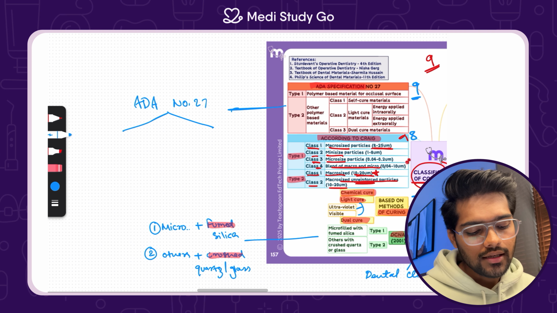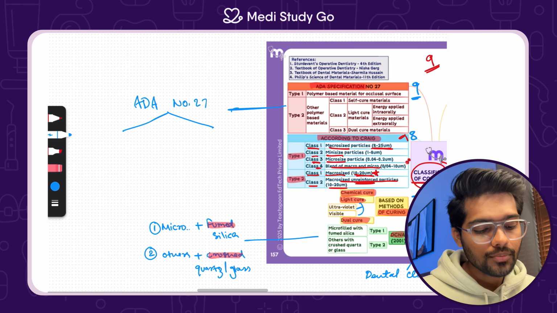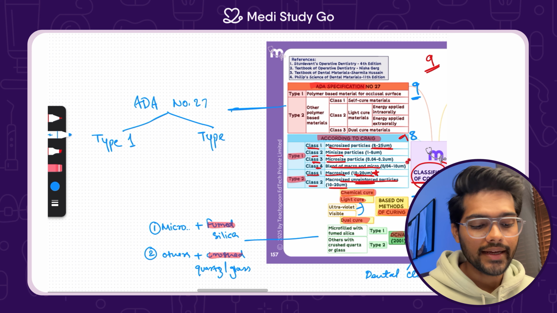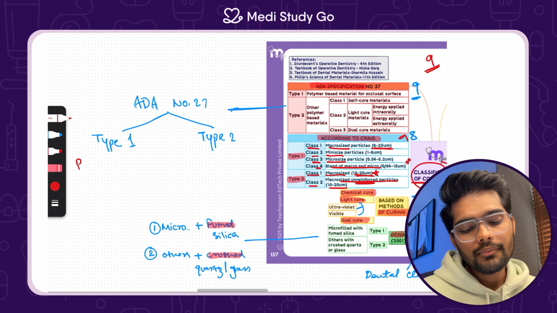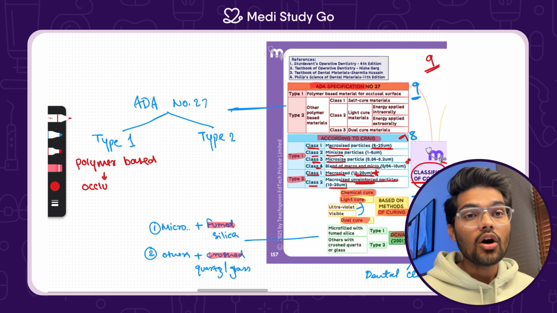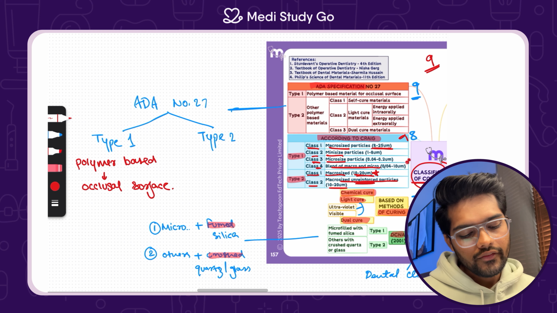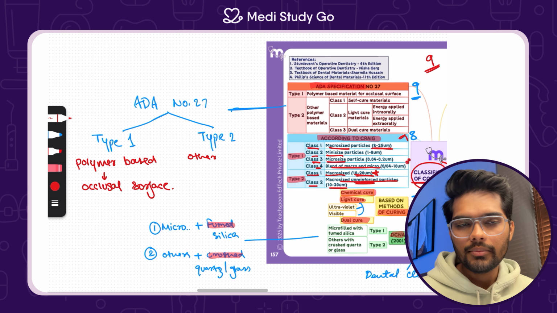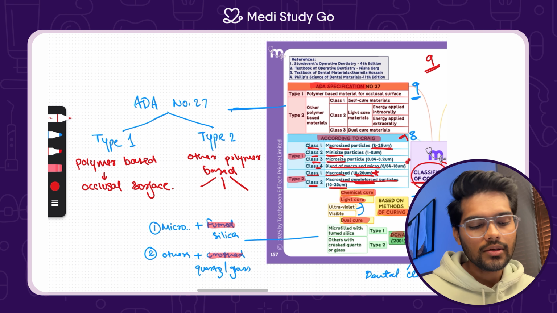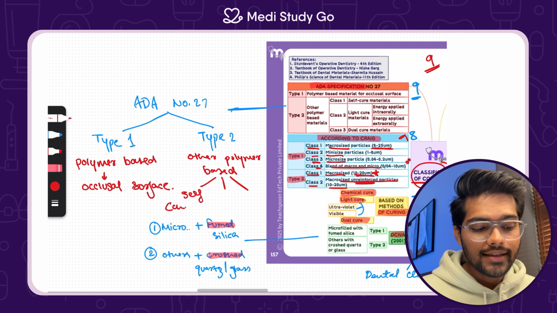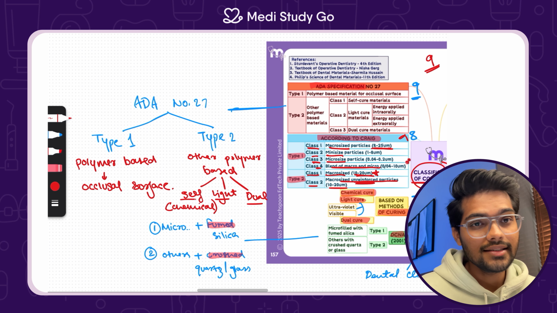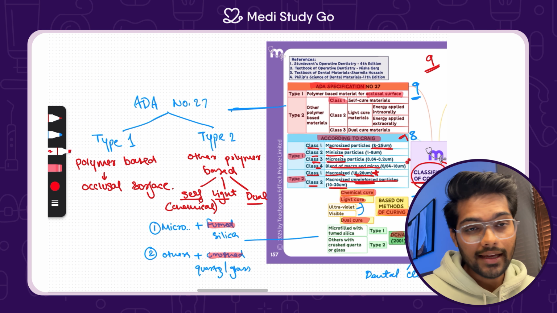And finally, the last classification, that is ADA specification number 27. So again, according to the ADA specification, composites were divided into 2 main groups, that is type 1 and type 2. So the type 1 basically includes all the polymer based materials for occlusal surfaces, whereas type 2 were other polymer based materials which are further subdivided into class 1, class 2, class 3. Class 1 again is self-curing materials, which is very similar or basically the same as the chemical cure.